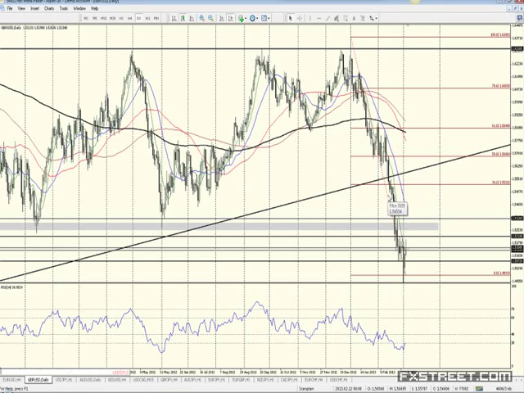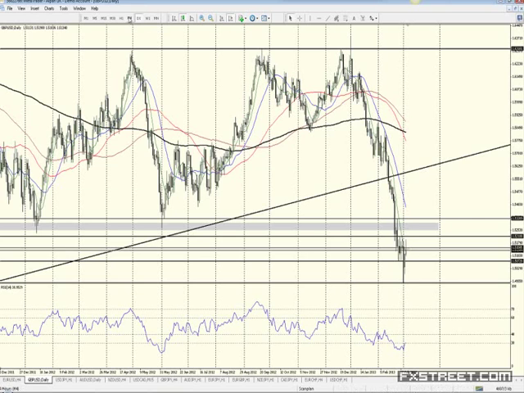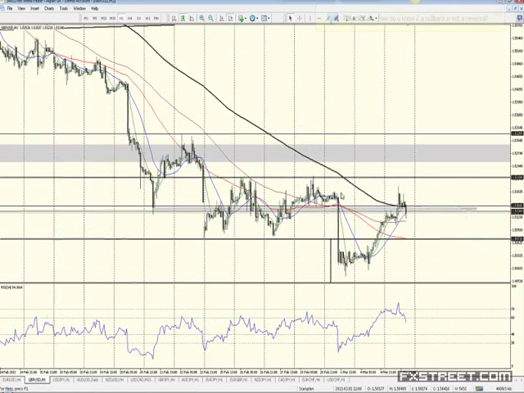Okay, so short term, neutral with a chance of turning bullish. Longer term, still bearish, looking to fade after a short term pullback.